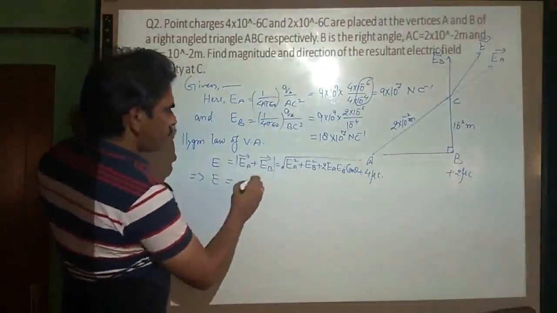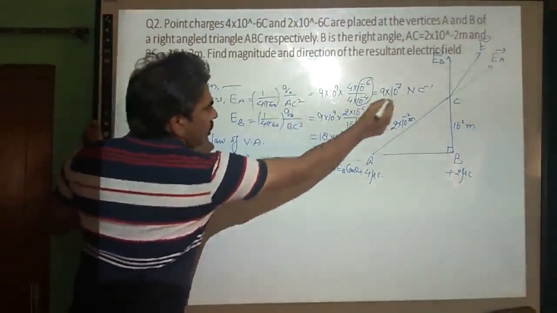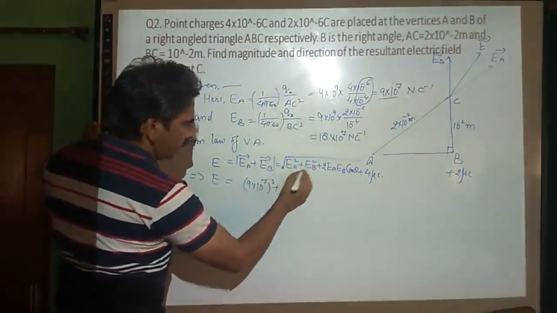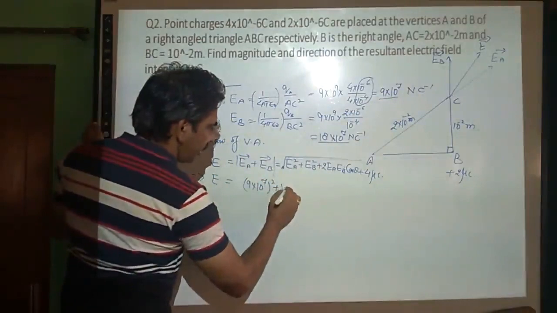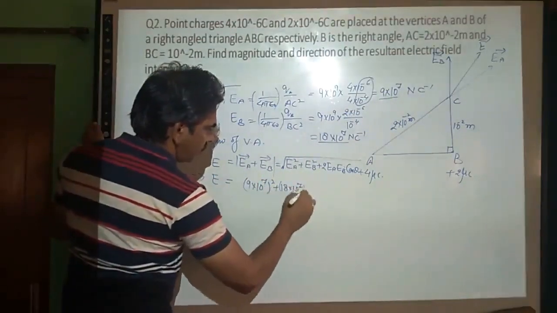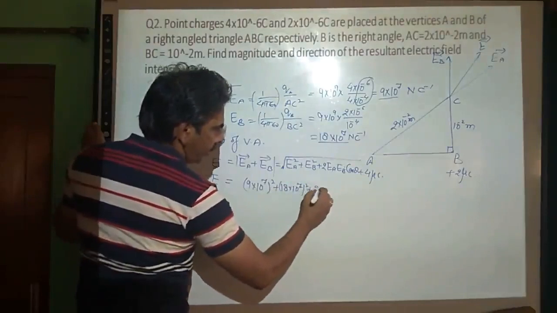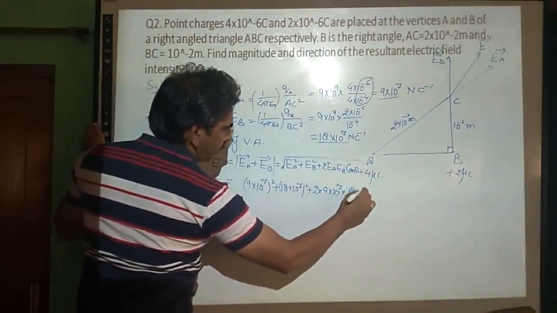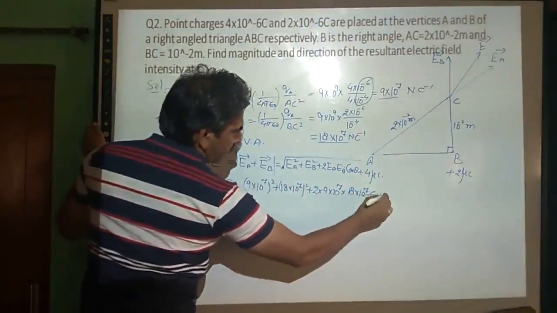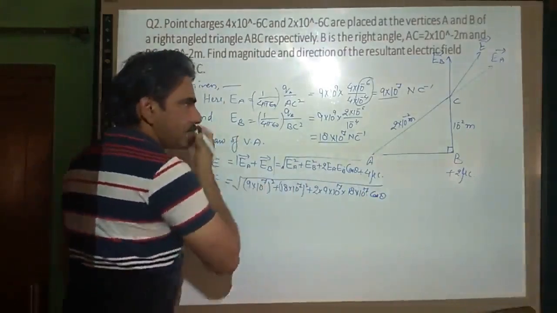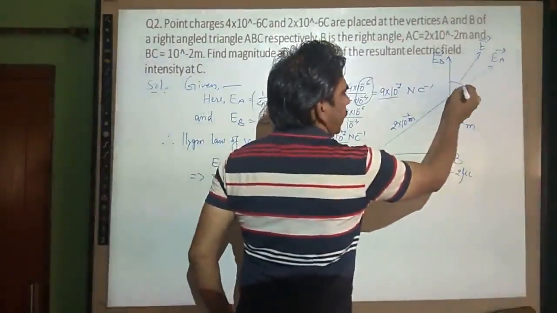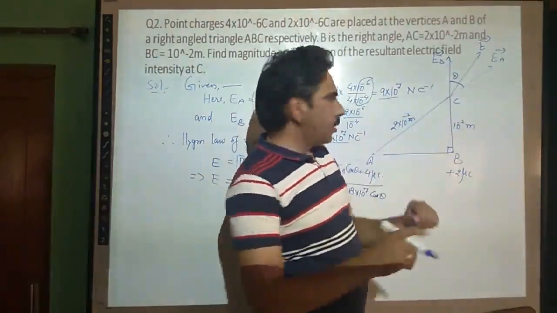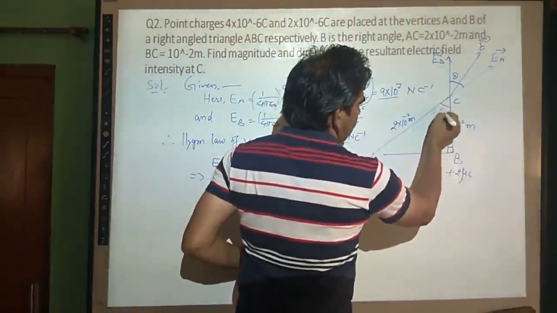substitute the values. So it is EA, which is 9 into 10 to the power 7 square, plus EB, which is 18 into 10 to the power 7 square, plus 2 into EA, which is 9 into 10 to the power 7 into EB, which is 18 into 10 to the power 7 into cos of theta. As we have discussed, theta is the angle between the two electric fields. So if this is theta, this is also theta.